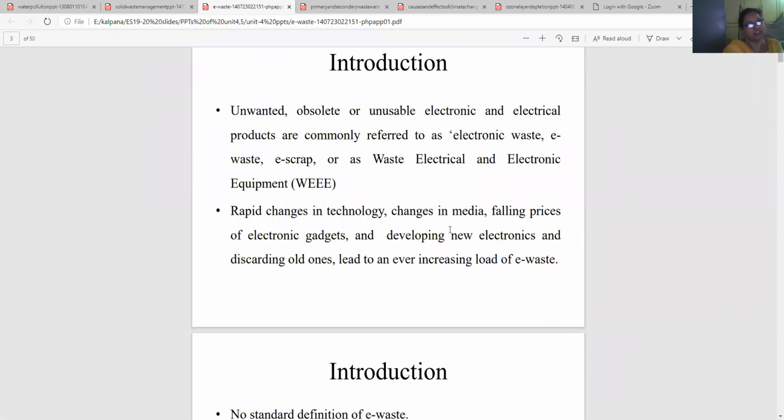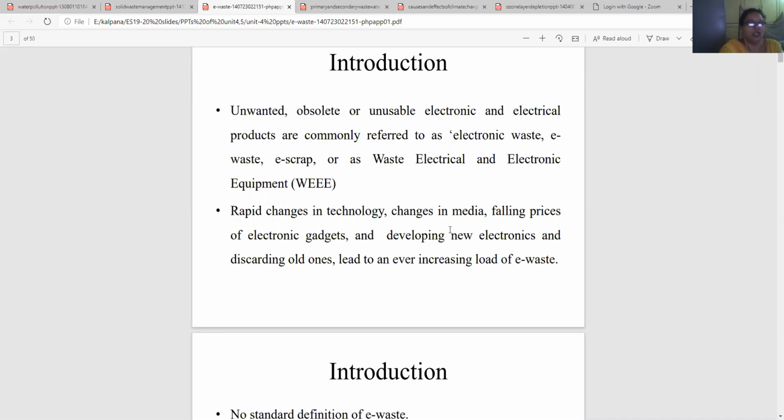E-waste is nothing but electronic waste. Unwanted, obsolete, or unusable electronic and electrical products are commonly referred to as electronic waste. E-waste is scrap or waste electrical and electronic equipment. Rapid changes in technology, changes in media, falling prices of electronic gadgets, and developing new electronics and discarding old ones lead to an ever increasing load of e-waste.